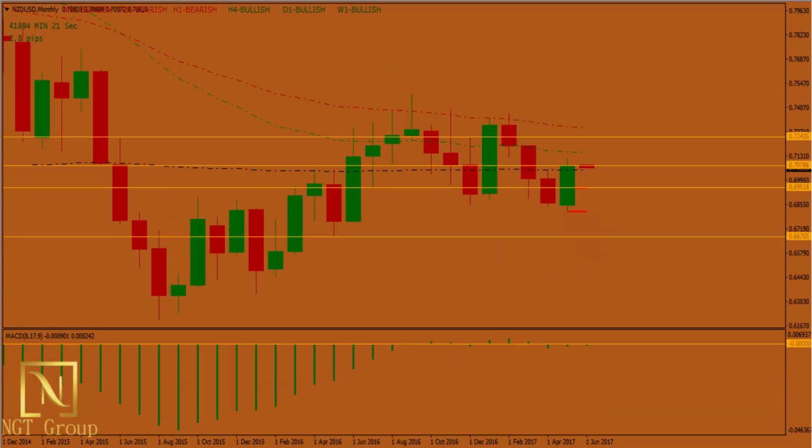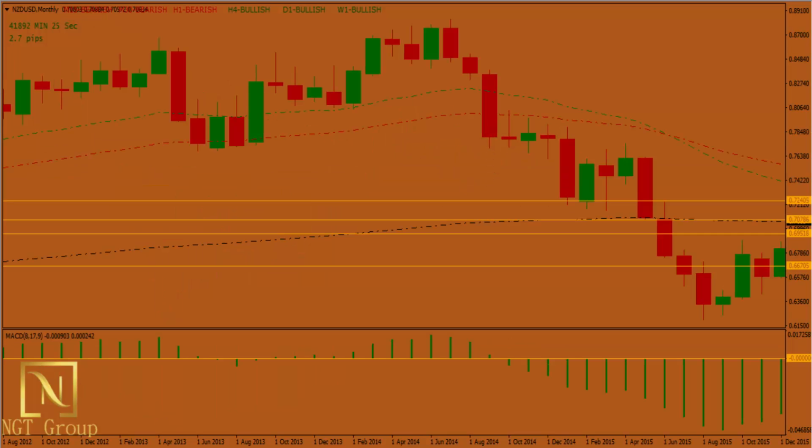Finally, we have the New Zealand USD. We see the bulls have been in charge of the New Zealand. For the past 8 months, they have kept the price between 0.68100 and 0.74073 in the long term. NGT traders will monitor these levels for a break and close above or below these zones, and in the short term will drop to the lower time frame for buying or selling opportunities.